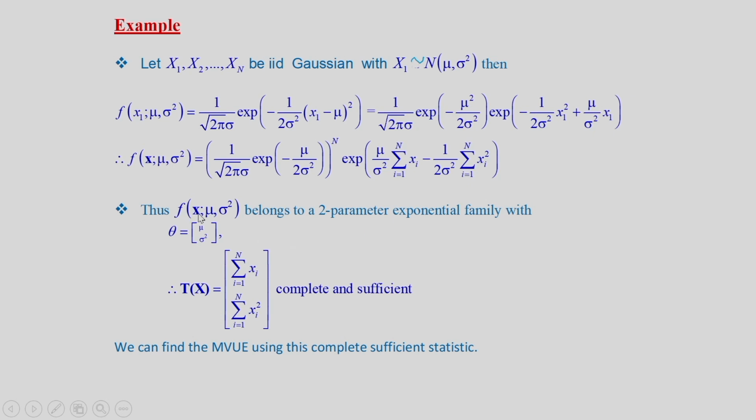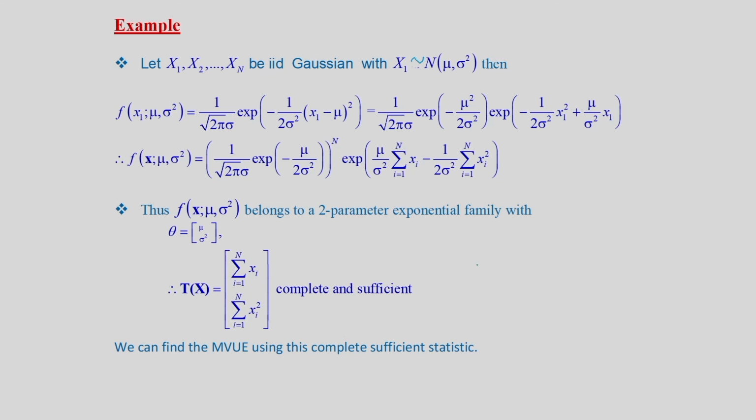Thus, f of x, mu sigma square, as a function of mu sigma square belongs to a 2 parameter exponential family with parameter vector mu by sigma square, and Tx is given by first component summation xi, i going from 1 to n, second component summation xi square, i going from 1 to n, and these two statistics are complete and sufficient. So, therefore, we can find out the MVUE using these complete sufficient statistics.